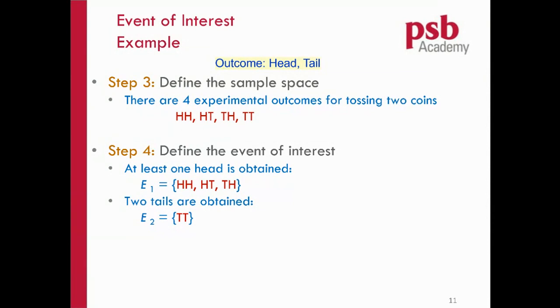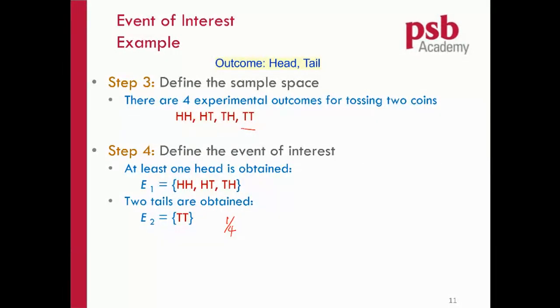So what is your interest? Event of interest means, you as the person who runs the experiment, what is your interest? Maybe you say, okay, I'm interested in getting both tails. Then you'll be interested in getting both tails. So this is the event, this is one of the events. What's the probability of getting this event? The chance of getting this event is 1 out of the 4.